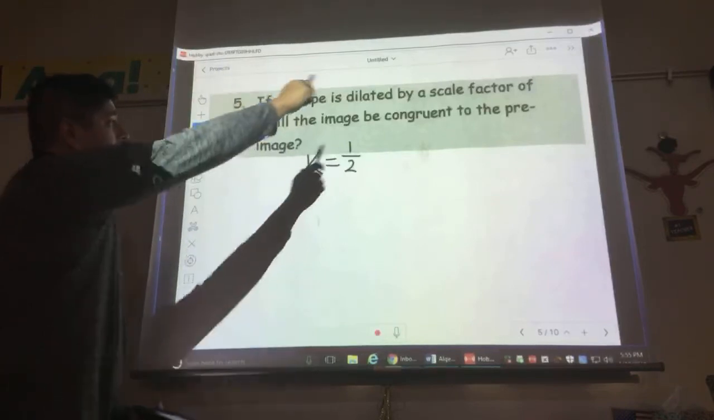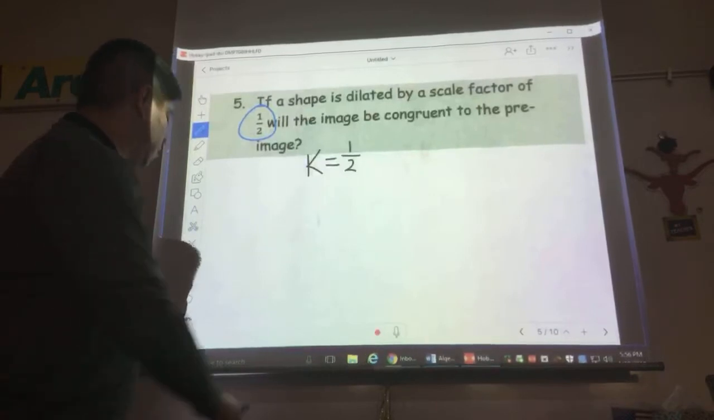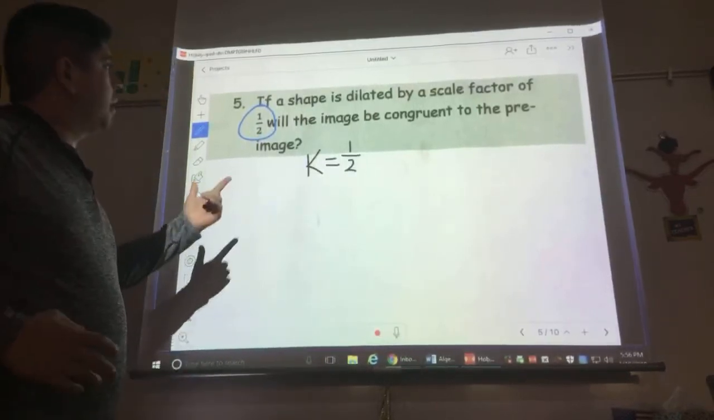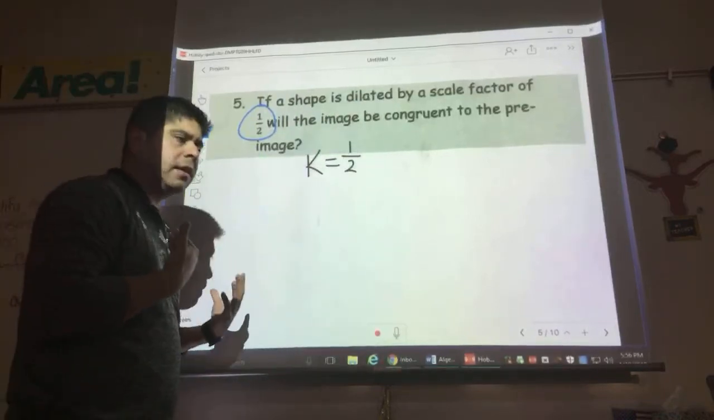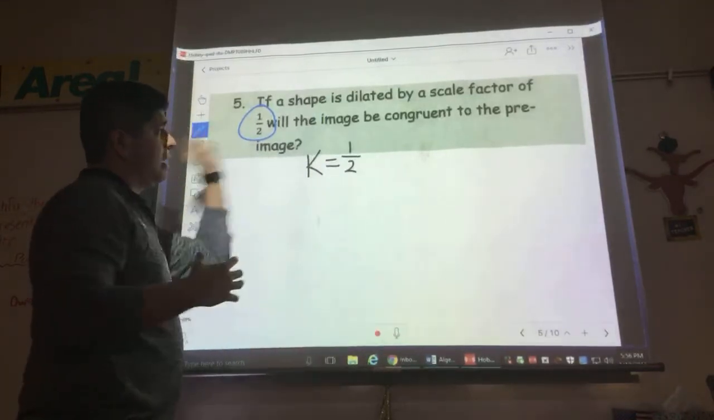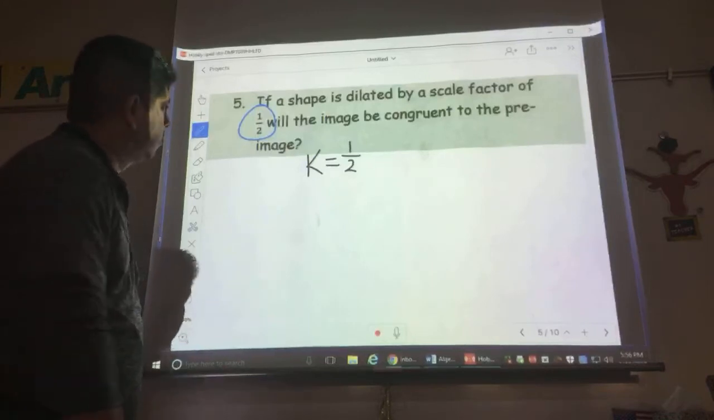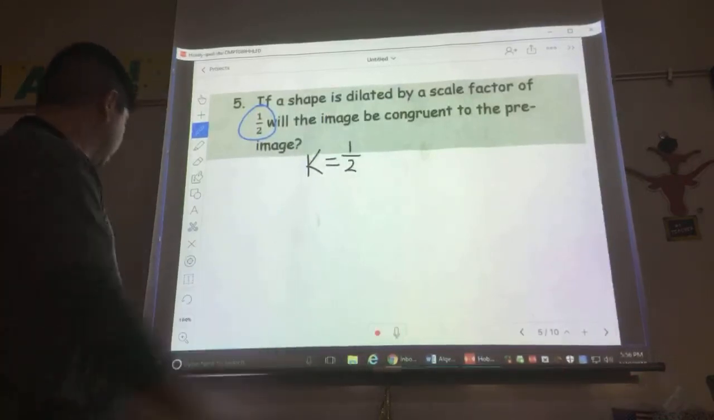So if it's dilated by that, that means we're multiplying by this. We're multiplying all the points of the shape by that, or we're multiplying the sides by that. So is it going to be congruent or not? We learned what congruent means today. That means it's going to be the same. So is this going to be the same size if we multiply it by 1/2? Yes or no question. Very simple. Man, y'all got it easy on this homework today. Not that hard, not that difficult.